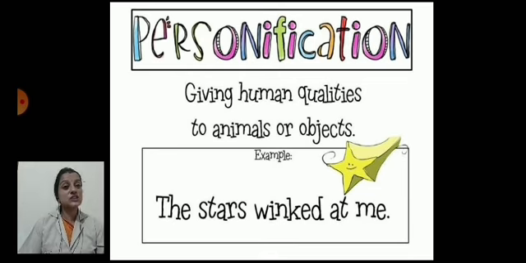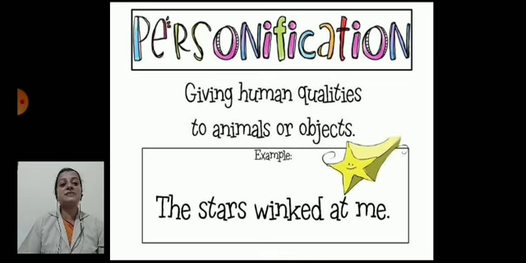After that we have personification. If you read the word personification or you hear the word personification, it begins with person, right? So you can see that the word person is coming at the beginning. What is personification? Giving human qualities to animals or objects is called personification. Whenever we personify any animal or any object, that is called personification.